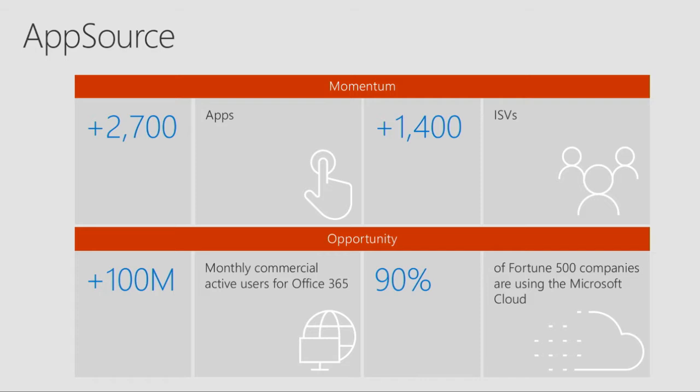So far, and we just launched AppSource in July of 2016, we have now more than 2,700 applications across web apps, across Power BI, Dynamics 365, Cortana Intelligence, and all the Microsoft products. More than 1,400 ISVs have listed their applications. And earlier this week, we also talked about that now all Office 365 users are actually going to AppSource to find their apps.